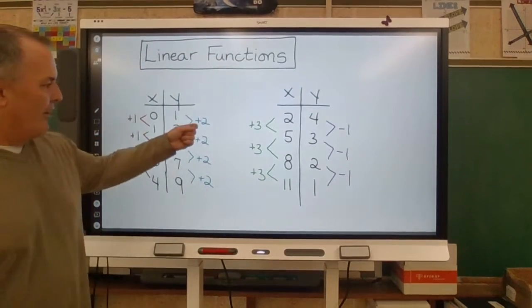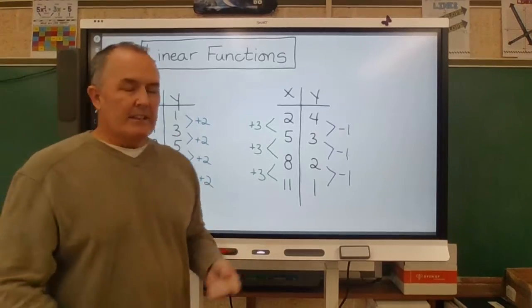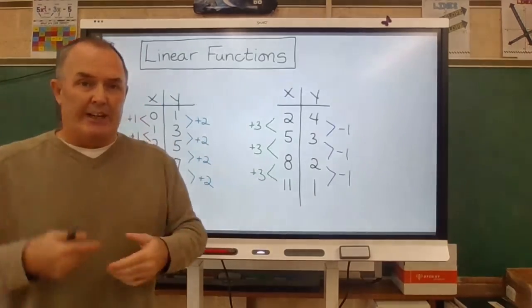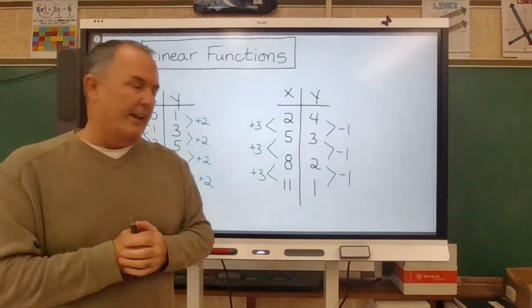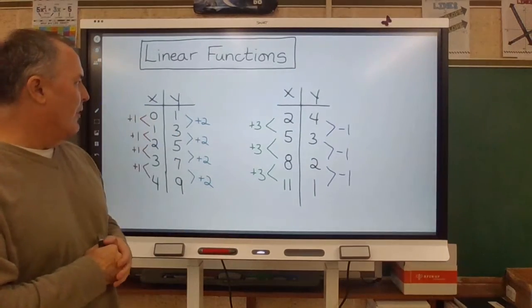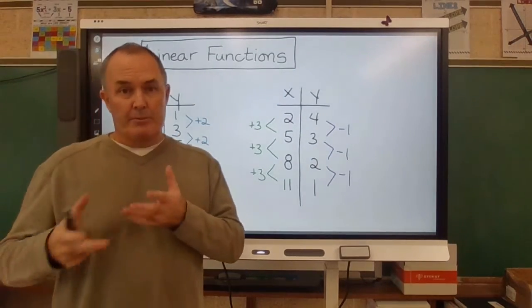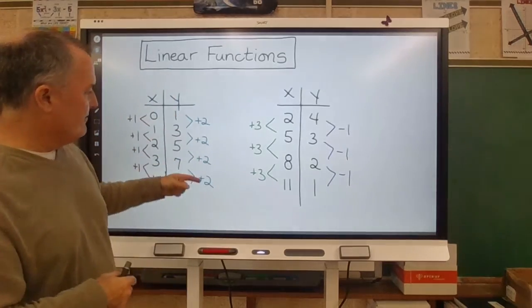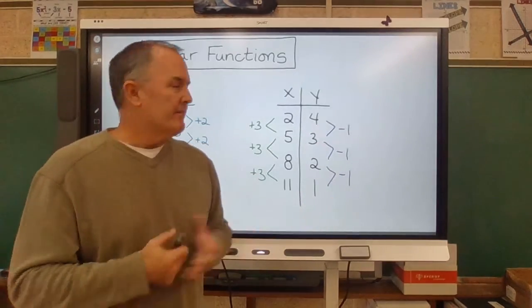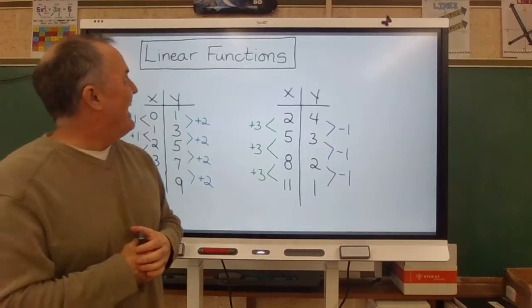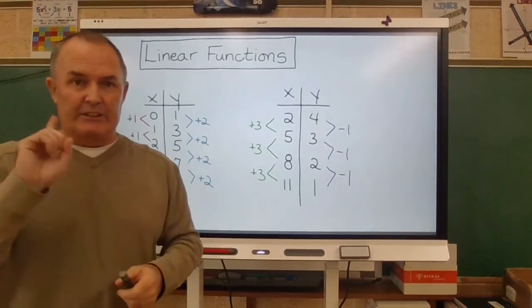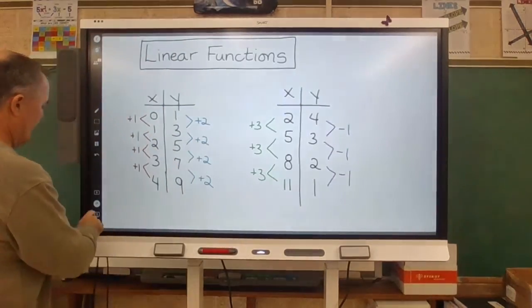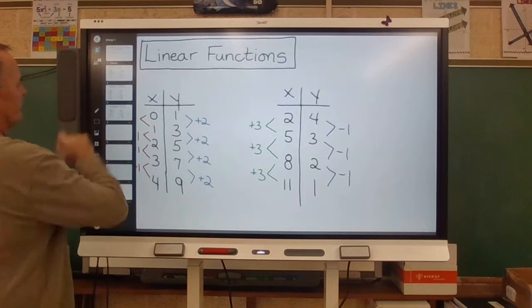So once again, if you notice at the outputs, it's going to be a constant or the same change over and over again the first time through. And you're either going to be adding or subtracting. So here we're adding, here we're subtracting. All right, so that's what linear functions do. It's the same change the first time through. Let's take a look at quadratics.